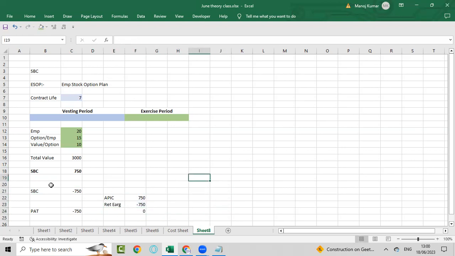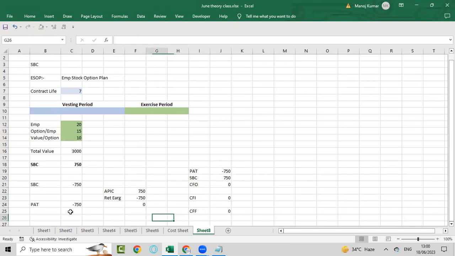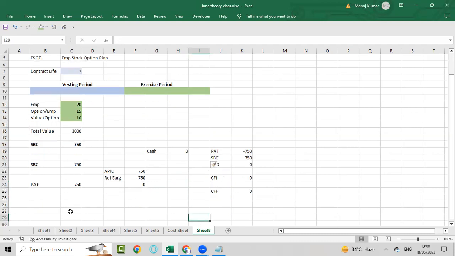In the cash flow statement, profit is minus 750. I will add this 750 back. So cash from operation has no effect. CFI, no effect. CFF, no effect. So surplus deficit, no effect. So finally, on cash, there is no effect. So what has finally happened here? Retained earning has gone down, but additional paid in capital has gone up by 750.